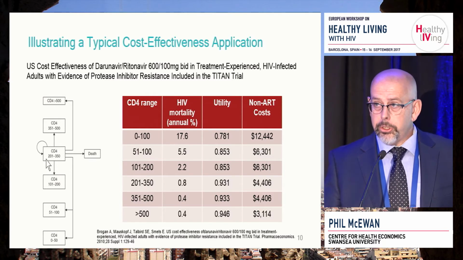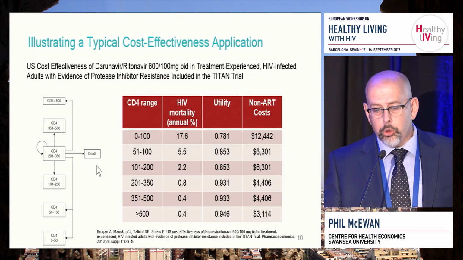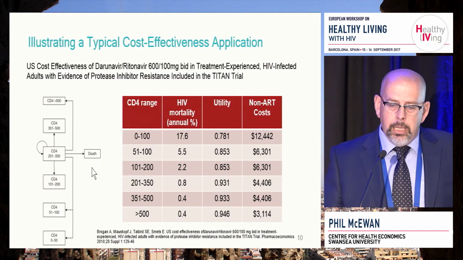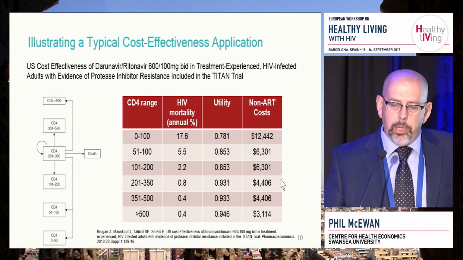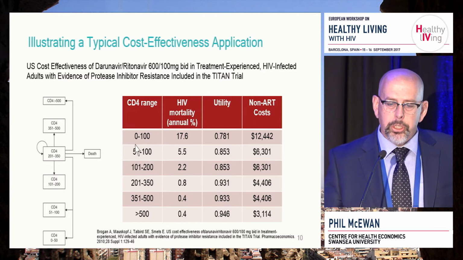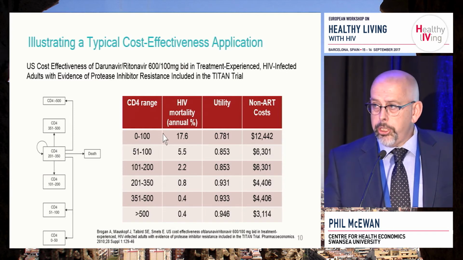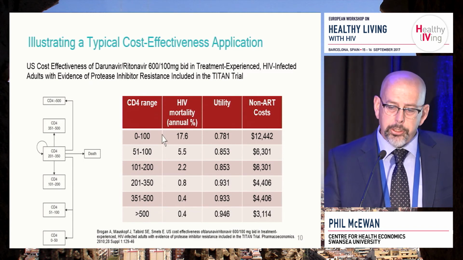They can stay in states or they can move around them, and ultimately they can die. Now, the key to the evaluation really is in this table. Here we can see the CD4 cell count range, and associated with each of these ranges is a mortality rate. You can see lower CD4 count is associated with a higher mortality rate.